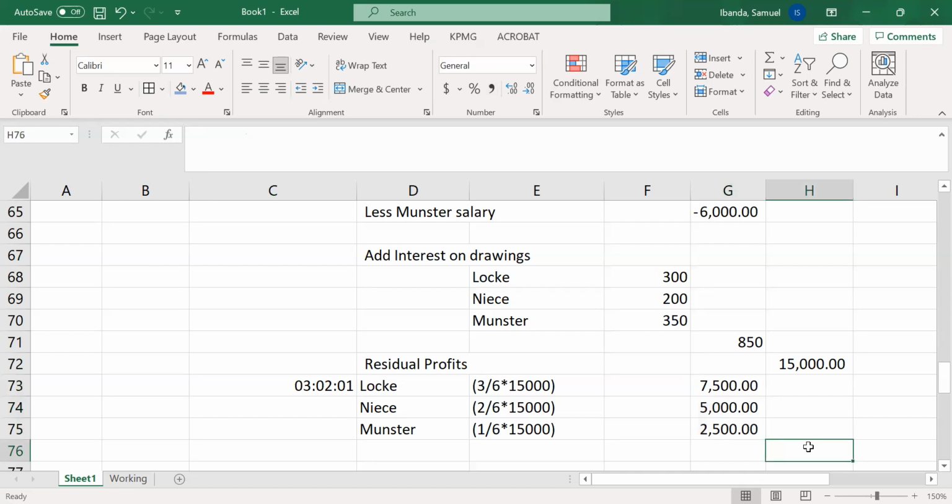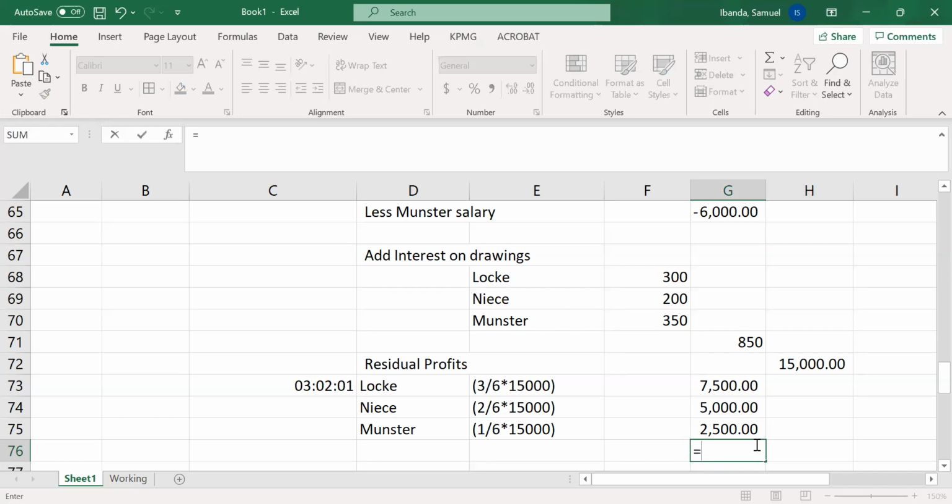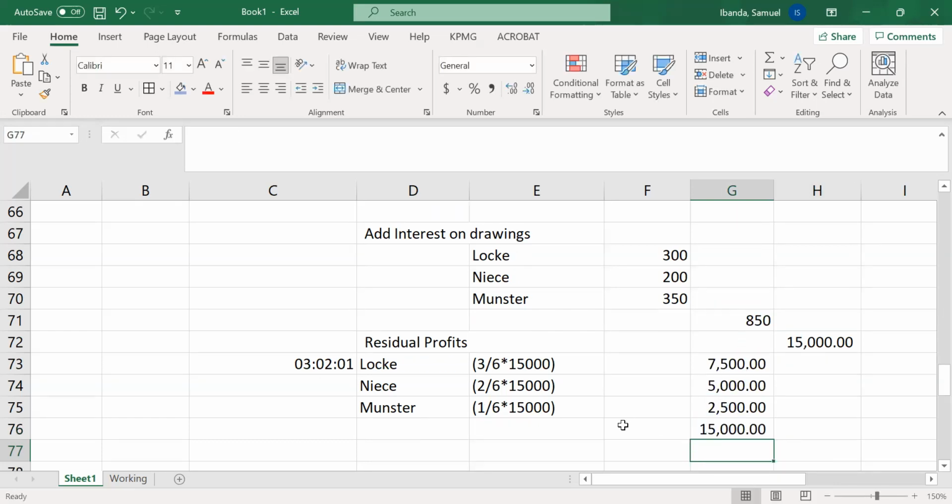So when you add this profit shared, it will still take you to 15,000 because you're definitely sharing the same profit. So that is how our profit will be shared among the partners. Okay, that is how our profit will be shared among the partners.